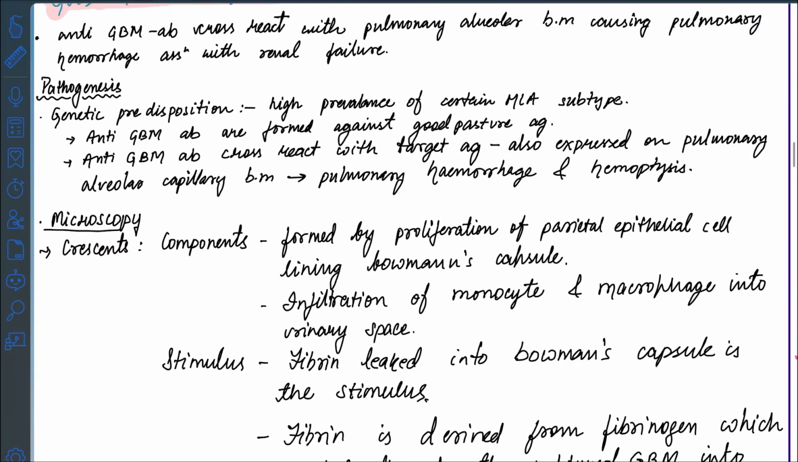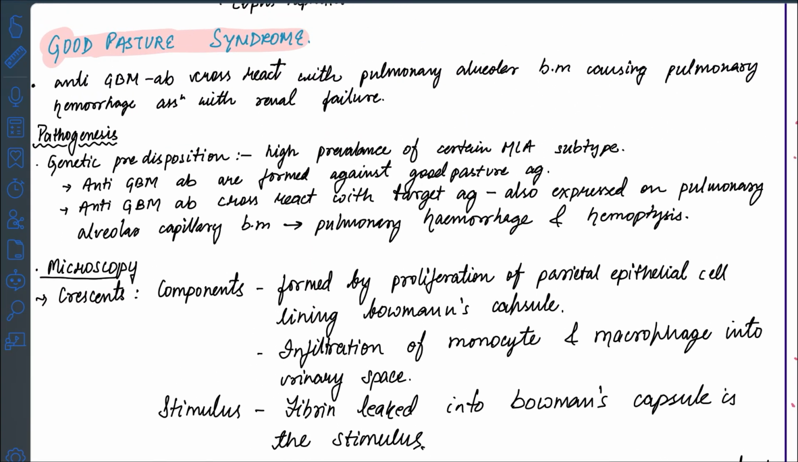Now, let's move to Goodpasture syndrome. The anti-glomerular basement membrane antibodies cross-react with pulmonary alveolar basement membrane causing pulmonary hemorrhage associated with renal failure, which leads to the disease Goodpasture syndrome. So what I actually said कि जो glomerular basement membrane है उसके against जो antibodies हैं, ये जाकर pulmonary alveoli के basement membrane से react कर लेता है और obviously there is reaction going on, capillaries rupture होगा and it will ultimately lead to hemorrhage which is also associated with renal failure.